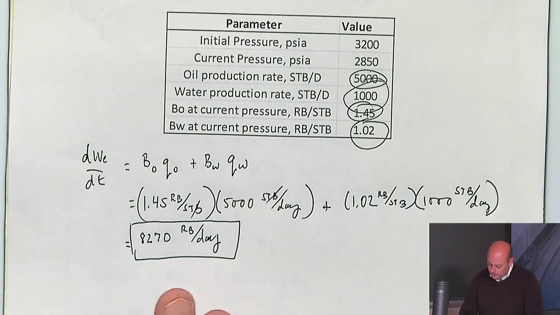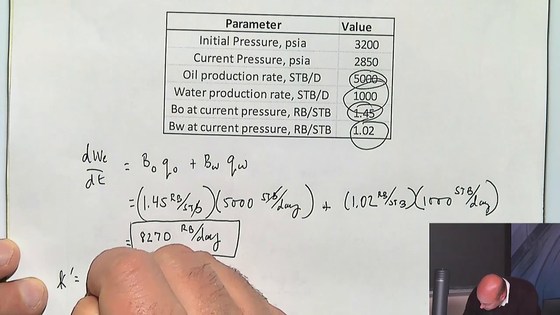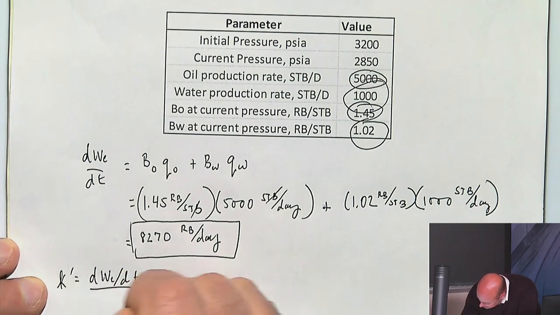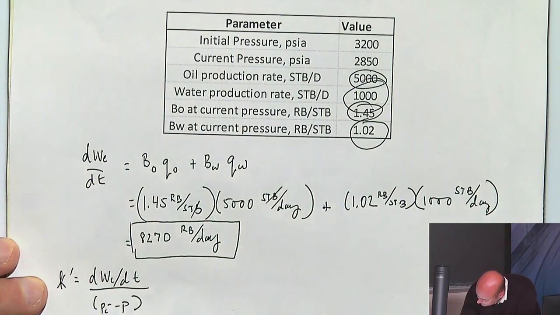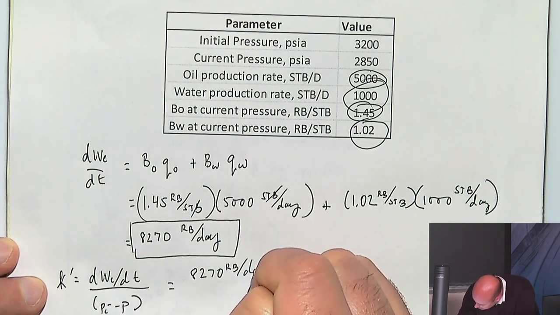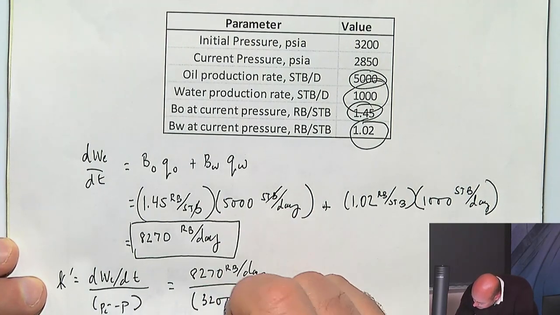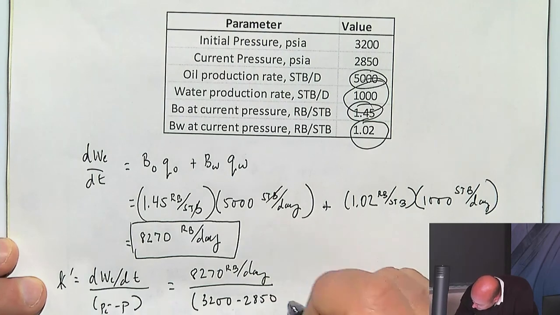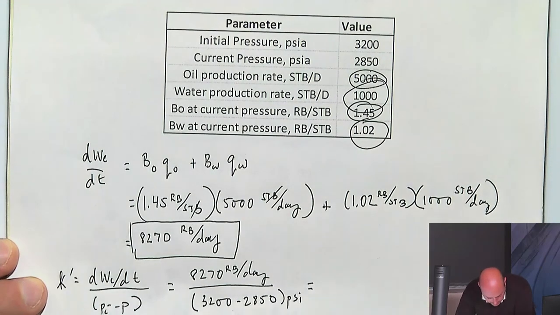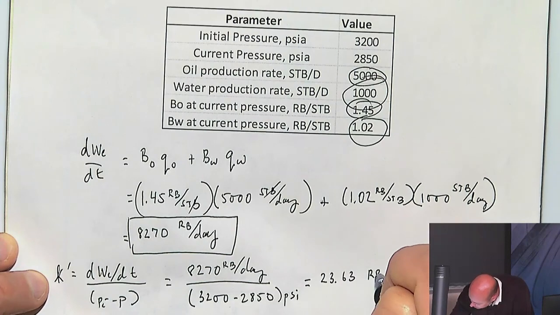So now that we've got dWe/dt, I can say that K prime is equal to dWe/dt divided by Pi minus P. So that's 8270 reservoir barrels per day divided by 3,200 minus 2850 psi. That gives me 23.63 reservoir barrels per day per psi.